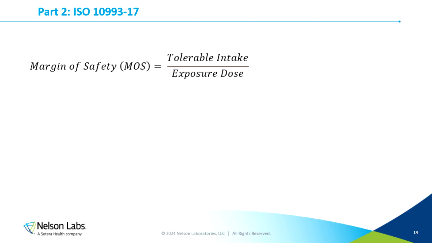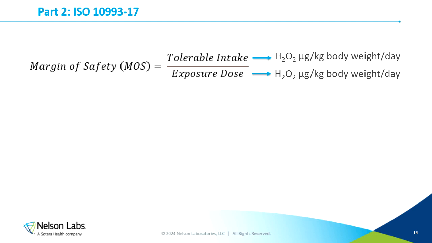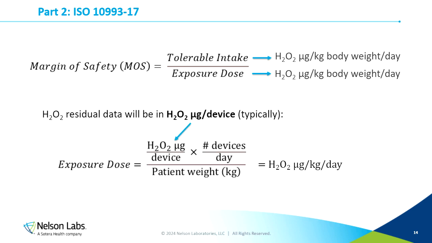And keep in mind, this margin of safety is a ratio, which means that it's unitless. And that means that the units on the top and the bottom need to be the exact same. And these units are a little bit odd, but it's in how many micrograms or milligrams of a substance can be accepted per kilogram of body weight per day. And that means that your hydrogen peroxide residuals data, which is likely in micrograms or milligrams per device, needs to go through a conversion factor.